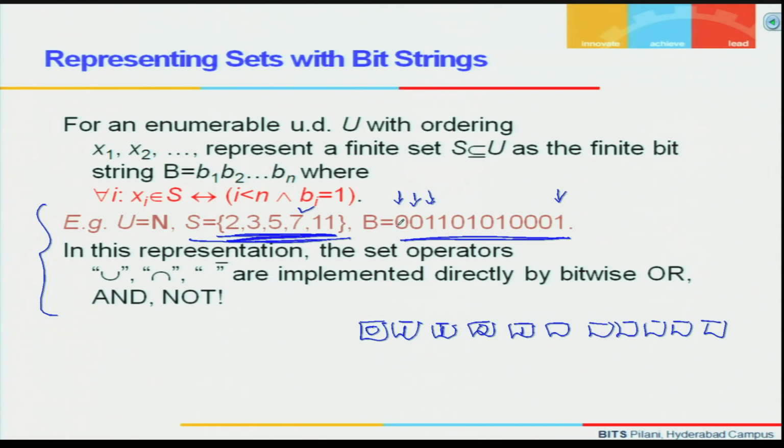Sorry, I start with 0. 0 is not there, so I put 0 here. 1 is not there, so I put 0 here. 2 is there, so I put 1 over here. 3 is there, so I put 1. 4 is not there, so I put 0. This is how I represent a subset of a set by bit strings. Of course, there are some conditions: the basic set has to have some order defined on it.